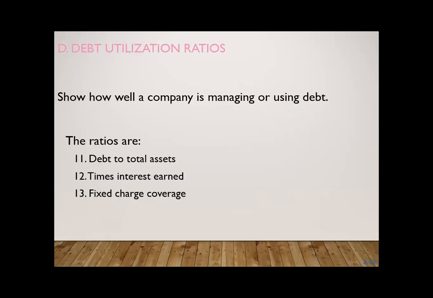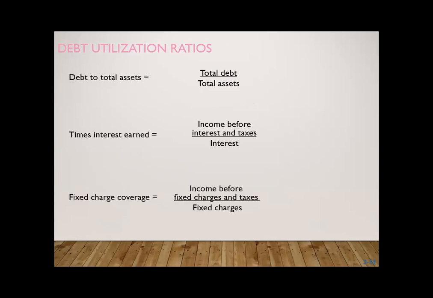Then we have the debt utilization ratios. And of course, we have debt to total assets. We have times interest earned and fixed charge coverage. And in terms of debt to total assets, it's total debt divided by total assets. In this case, we're measuring how much this company is financing its assets by debt. What portion of its assets is financed by debt? And the other side of that is what percentage of its assets is financed by capital.